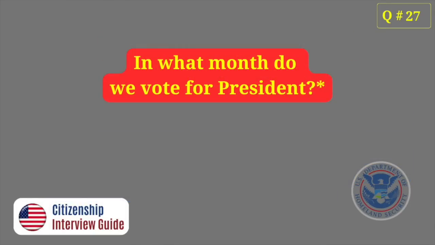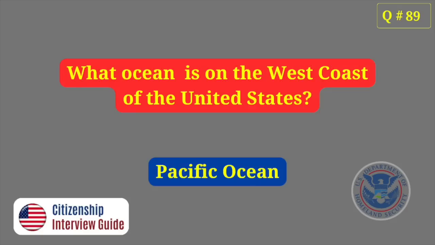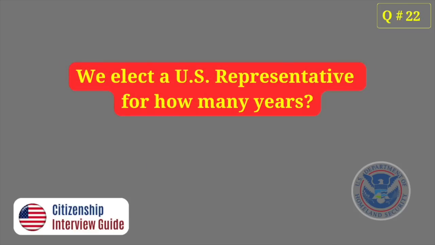In what month do we vote for president? November. What ocean is on the west coast of the United States? Pacific Ocean. We elect a U.S. representative for how many years? 2.